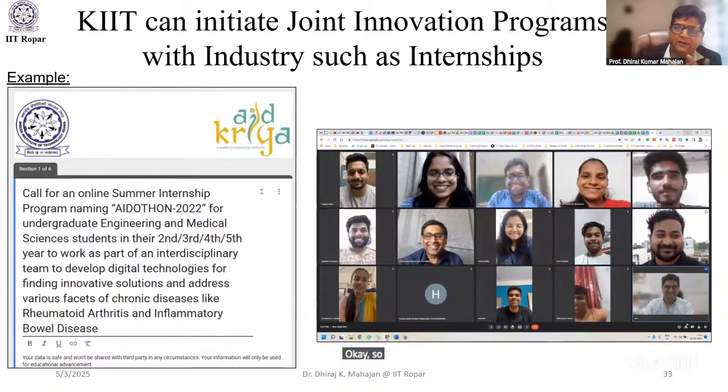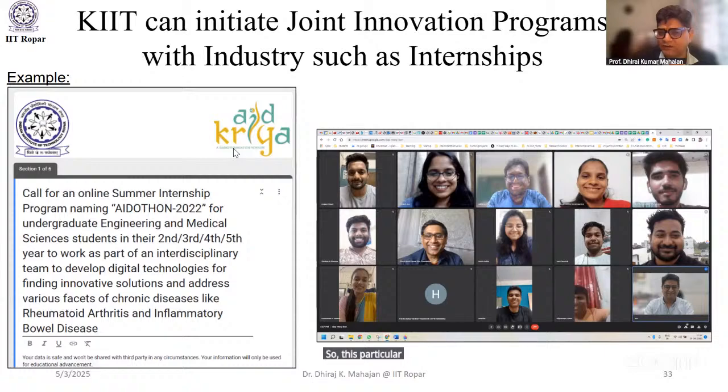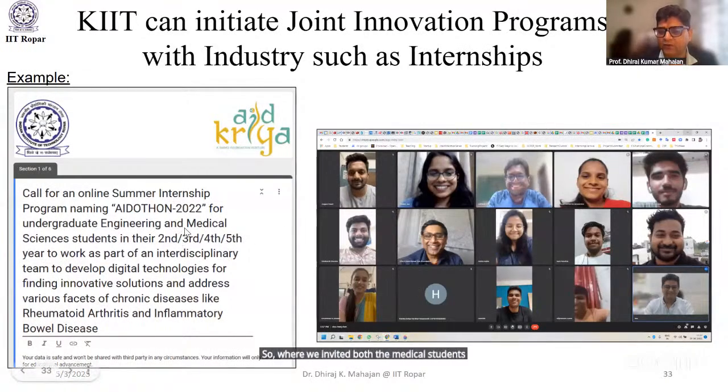Your university can also run joint innovation programs with industry, such as internships. This particular internship program was done by me with an NGO, where we invited both medical students and engineering students to work on problem statements given by this NGO. They were sponsored with 7,000-8,000 rupees as an internship during the summer, and even though it was remote, the innovation that happened during this ideathon was amazing. Many of the participants of this internship have now started startups.